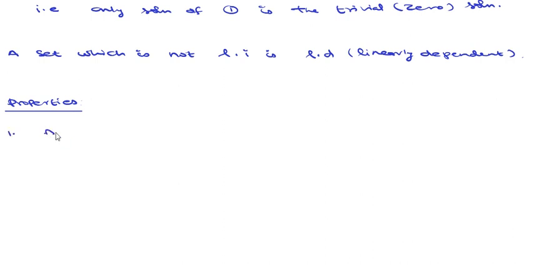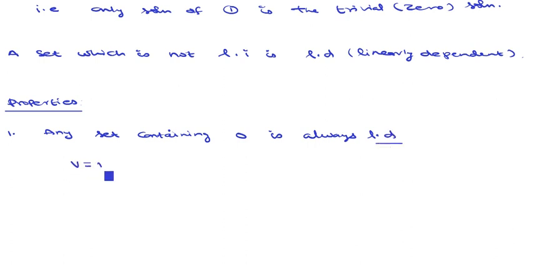Property 1: any set containing 0 is always linearly dependent. Suppose we take V equal to R and F equal to R, or V equal to R square. Let us take S as some elements containing 0. So 0 means (0, 0), the zero element in R2, and let us take another element (1, 0).